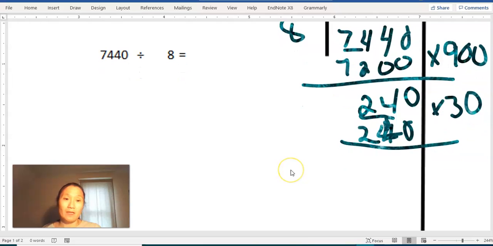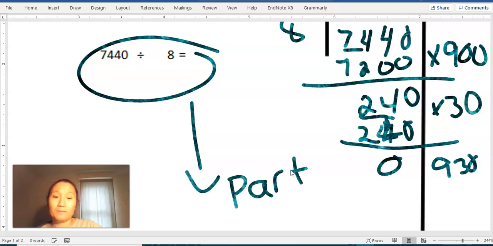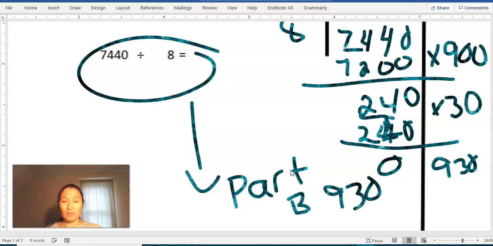Subtract. And then 240 minus 240 is 0. 900 plus 30 is 930. My answer for this that I'll put down in part B is going to be 930. Okay, so this one doesn't have any remainders.